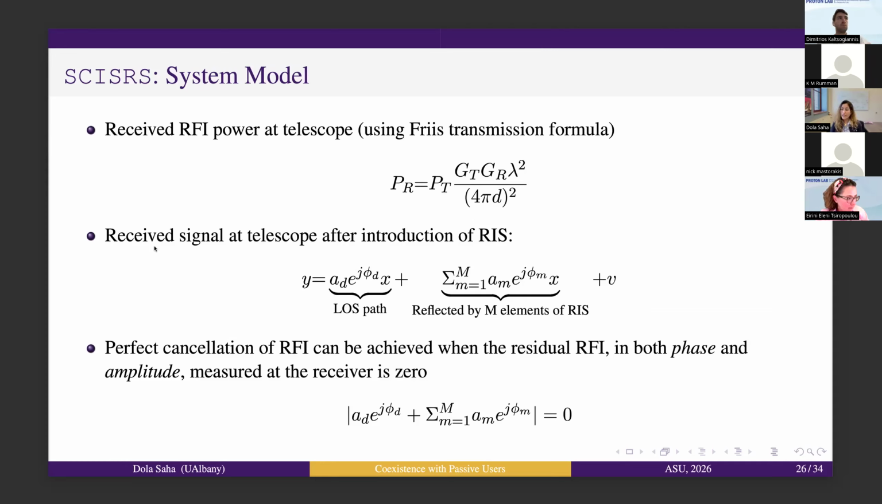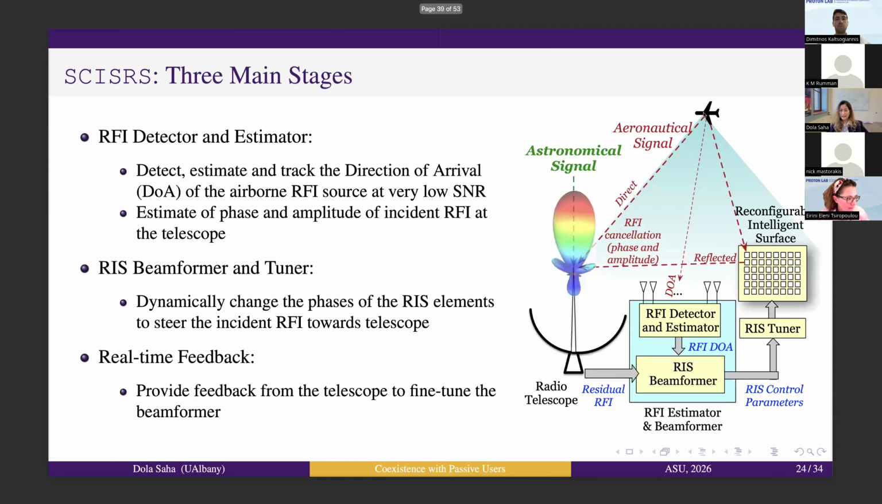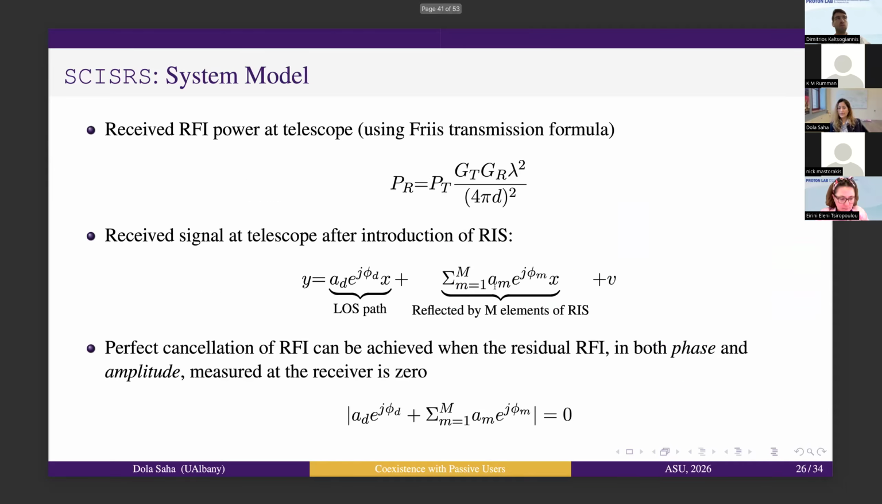Now, if we have a telescope, it will get a signal that is in the direct path, and we can write that as a signal like this, where this is the signal of the direct path. But we also will be able to trace or reflect from this to get the reflected path. So we have a reflected set of signals, and the reflected signals will be M elements of different RIS number.